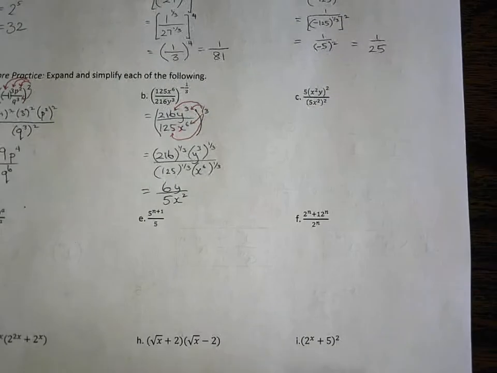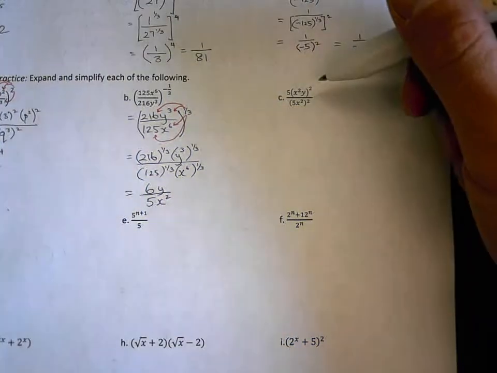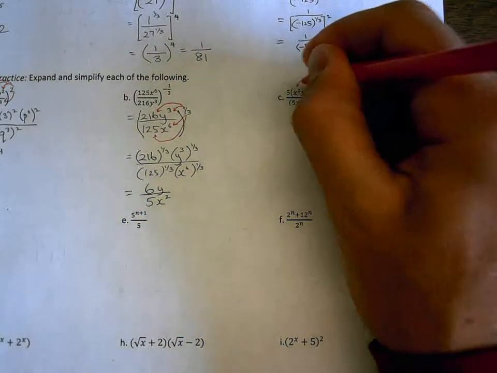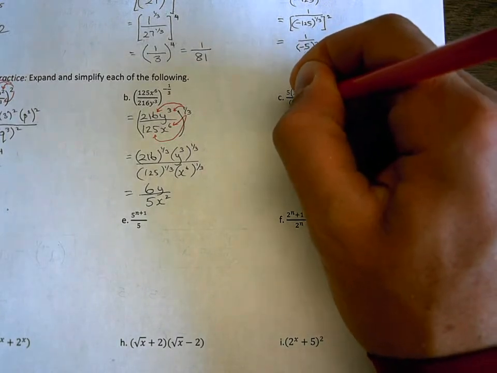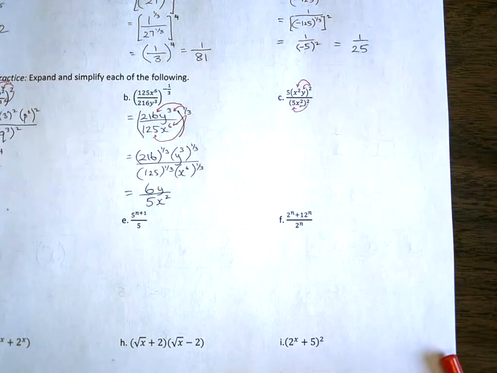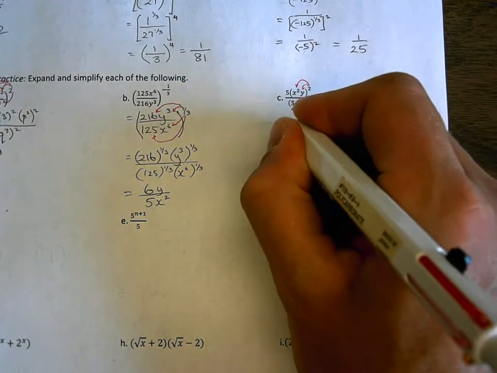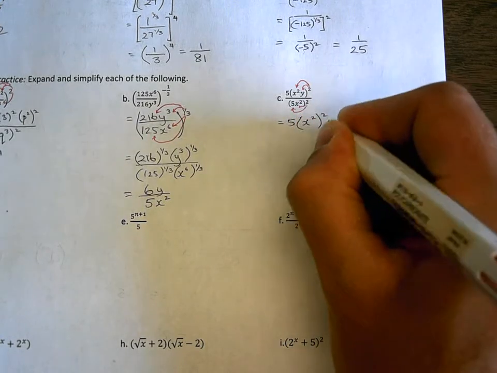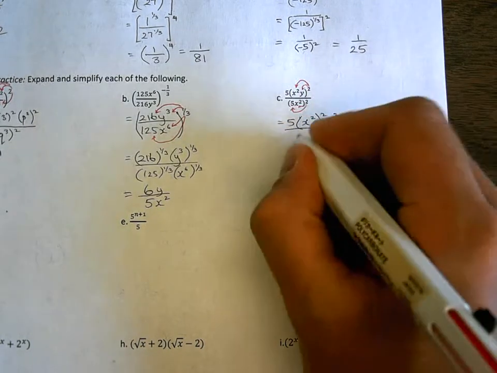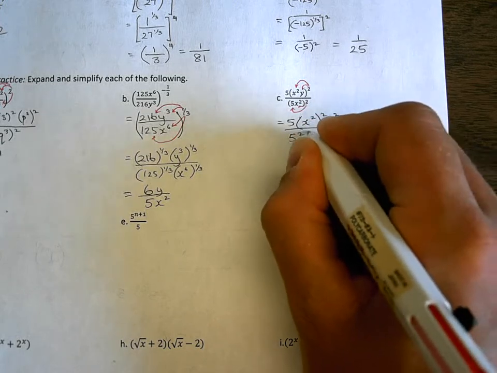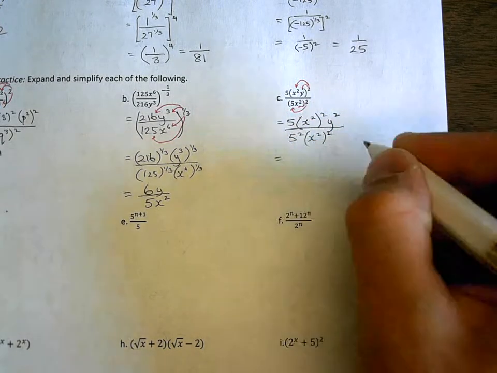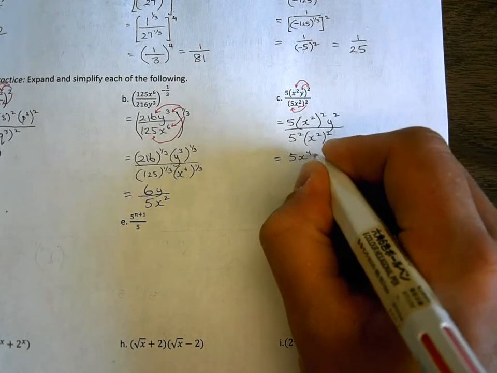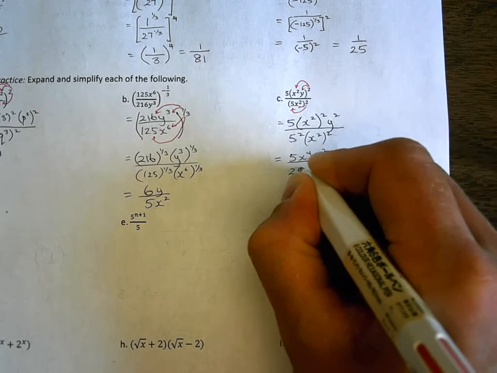Okay, let's keep going. Oh, look at how overwhelming these questions are. So I have a square here on the top. That goes to these 2 things. And then I have a square here on the bottom. That goes to these 2 things. So I end up with 5 x squared squared y squared over 5 squared x squared all squared. So that gives me 5x to the 4 y squared over 25x to the 4.